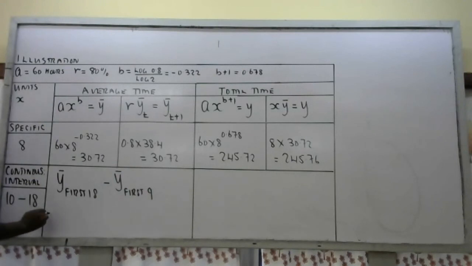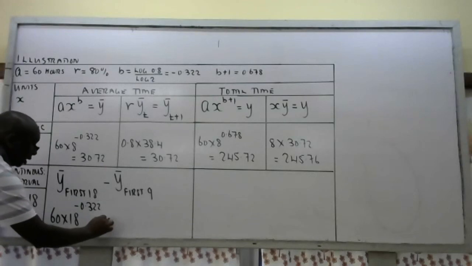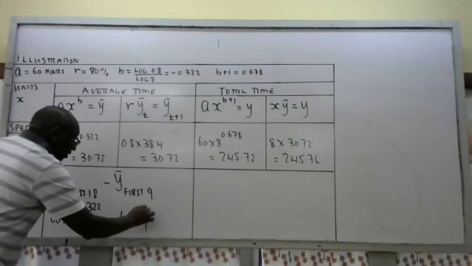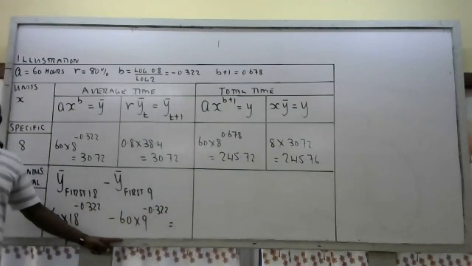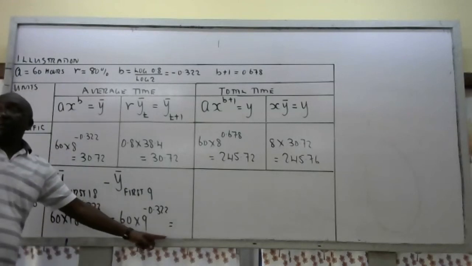So this one, it will be 60 times 18 raised to power minus 0.322. Then you minus 60 times 9 raised to power minus 0.322. So this one, we'll do later, because I see time is going to run out. You'll get the answer later.